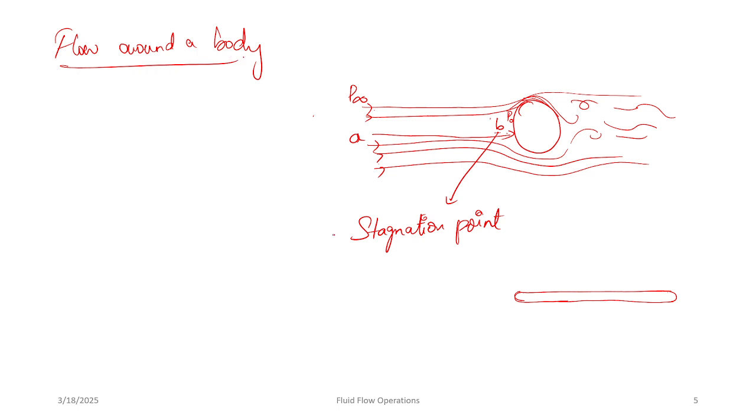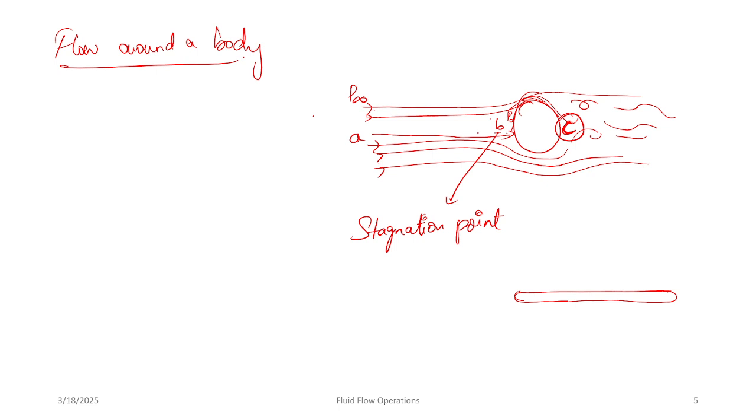So from point B, two zones are formed. The fluid splits into two sections. The first section flows over the upper surface of the body, going to the upper part, and the other section flows along the lower part. So for a cylinder, the flow separates at this location, that is point C.